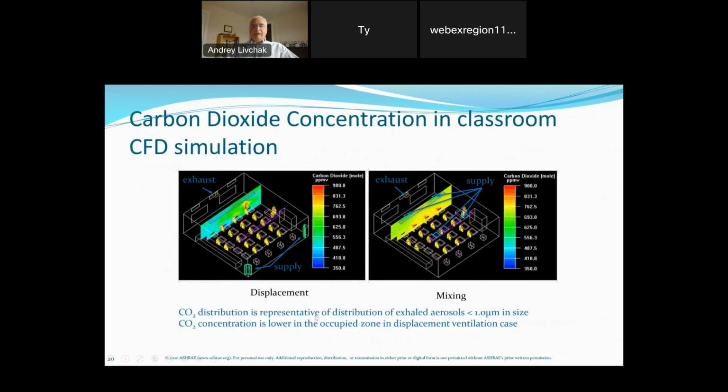On this slide, you can see a side-by-side comparison of CO2 concentration in a classroom, on the left side with displacement, and on the right side with a mixing system. Again, you can see that in the occupied zone, you have a low concentration of CO2 compared to the mixing system.